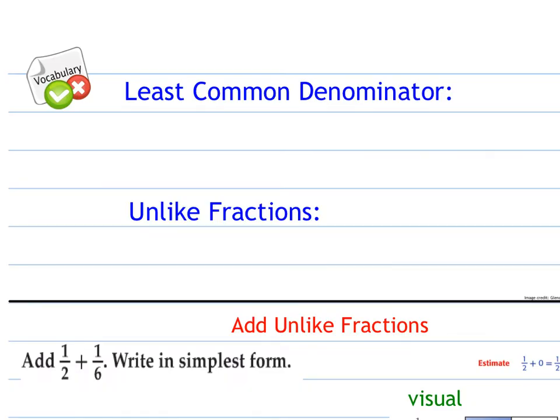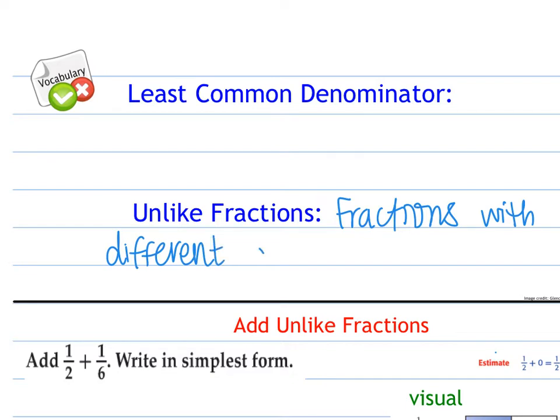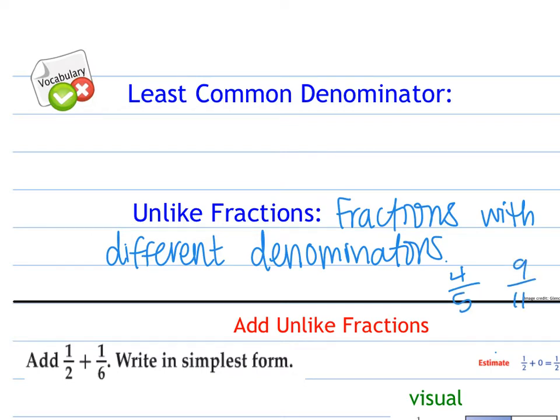Okay, so then we have unlike fractions. I'm going to start with that one and then go back to least common denominator. Unlike fractions are fractions with different denominators. Okay, so if we had 4/5 and 9/11, unlike fractions, their denominators are different.